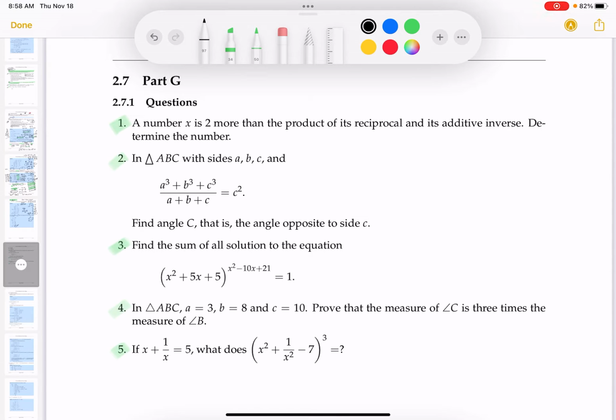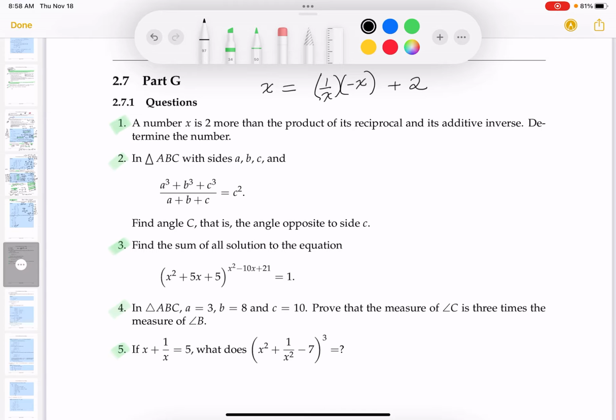It says a number x. I'll write this down. A number x is, I'm just reading it left to right, 2 more, right? The number x is 2 more than the product. I know they're talking about product now. That means there's going to be 2 factors at least. It says the number x is 2 more than the product of its reciprocal. Well, its reciprocal, they're talking about the number, is 1 over x, and its additive inverse. What's its additive inverse? Minus x. So I wrote down what they said.